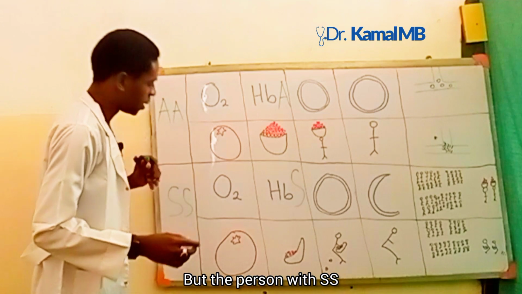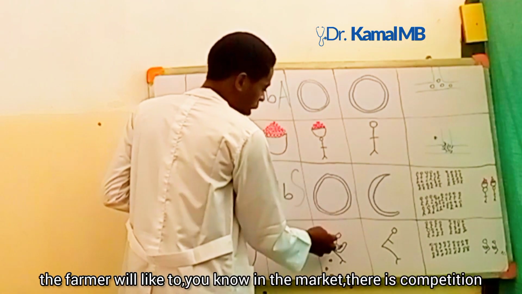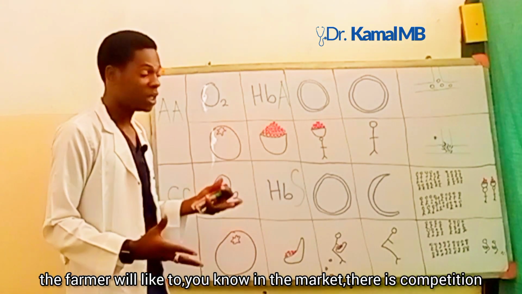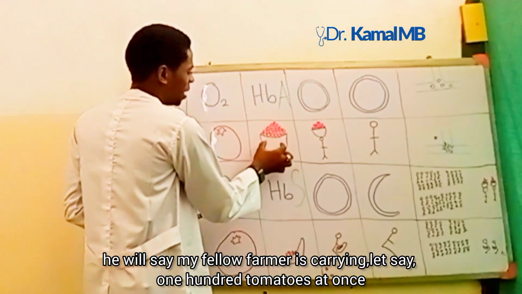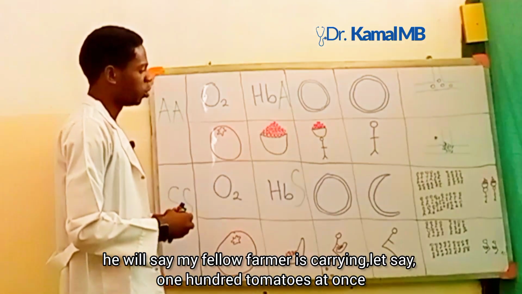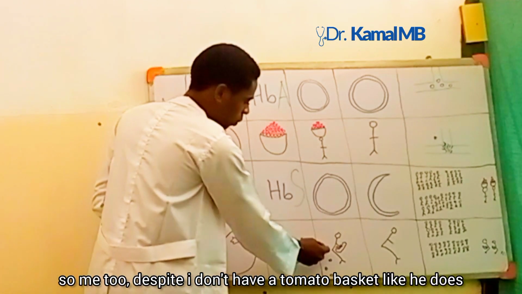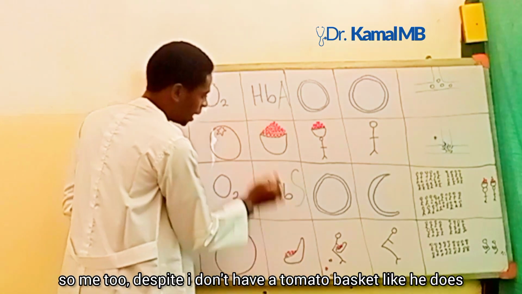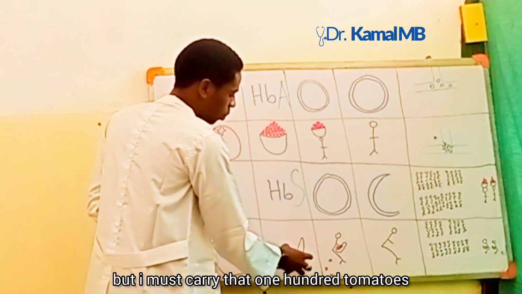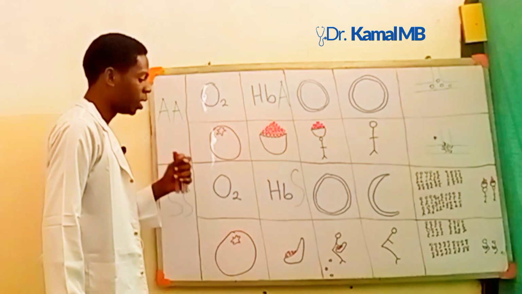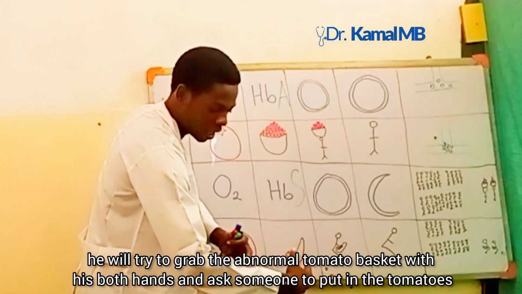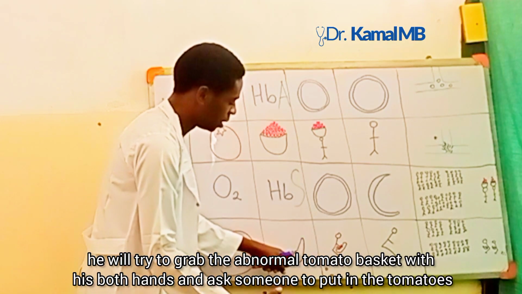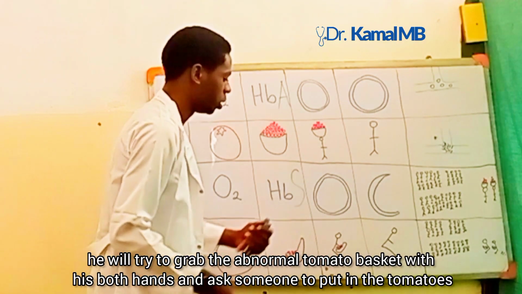But for a person with SS, the farmer, in the market there is competition. My fellow farmer is carrying, let's say, 100 tomatoes at once. So me too, despite I don't have a tomato basket like he does, I must carry those 100 tomatoes. So he will try to use his hands, left and right, to grab the abnormal basket like this. Then he will ask someone to pour the tomatoes.